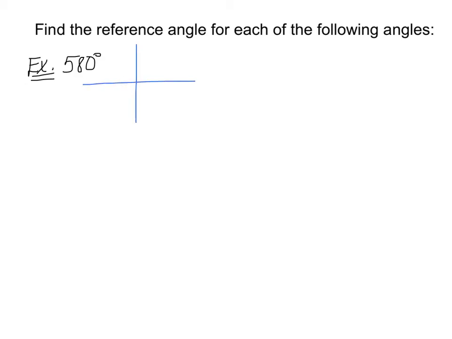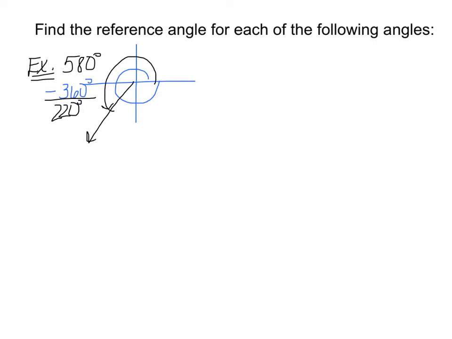we know we have to go one full circle. We know that. So I'm going to subtract off the 360. And I will get 220. And so 220 falls in the third quadrant. And to get the reference angle, remember you have to see if it's closer to 360 or 180.